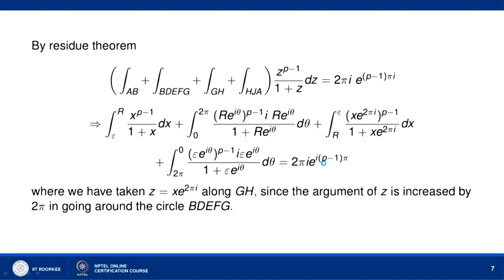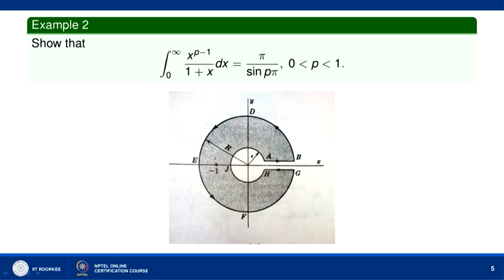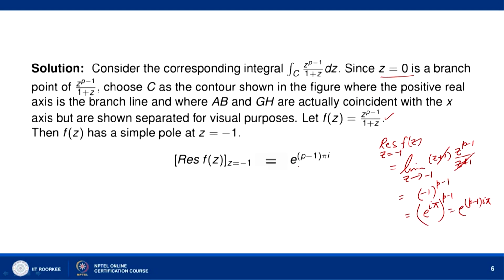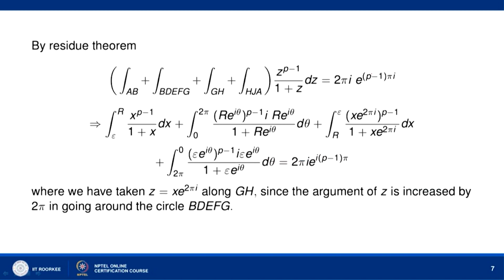pi i. Now, by the residue theorem, the integral over A B plus the integral over B D E F G plus the integral over G H plus the integral over H J R A is equal to 2 pi i times e to the power p minus 1 into pi i, that is, 2 pi i times the residue at z equal to minus 1. So, this follows by the residue theorem.